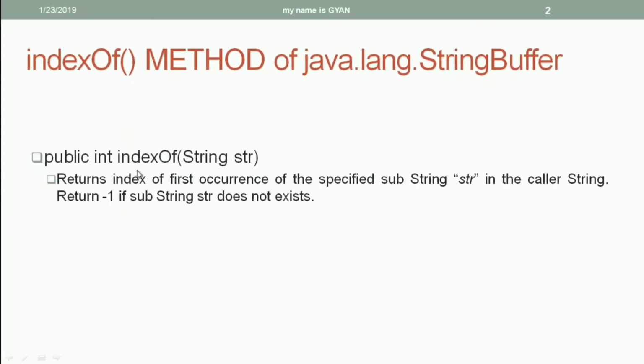This is the first indexOf method of the StringBuffer class. The indexOf method is a public method which returns an integer. As I already told you, all the methods of the StringBuffer class are synchronized methods. But why is the indexOf method not synchronized? Let's go into the source code of StringBuffer.java and check.